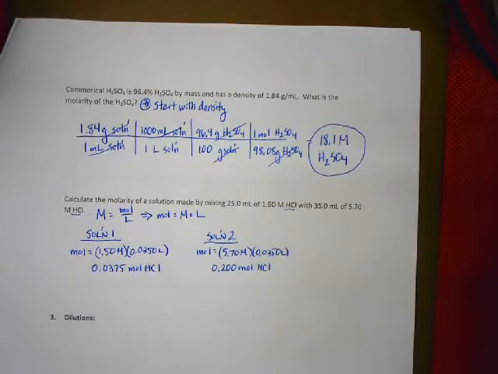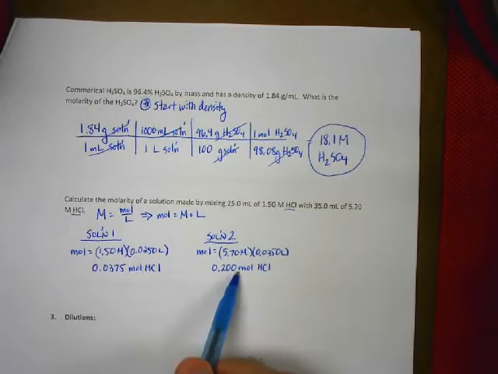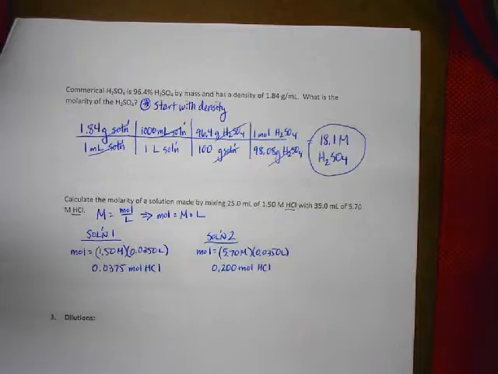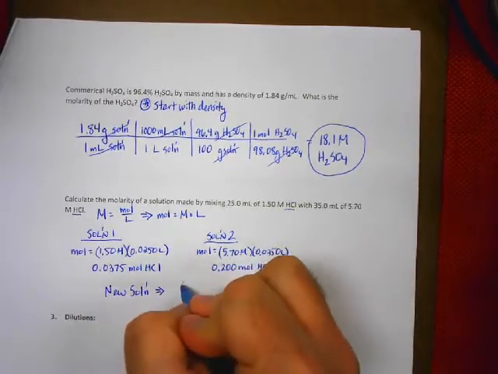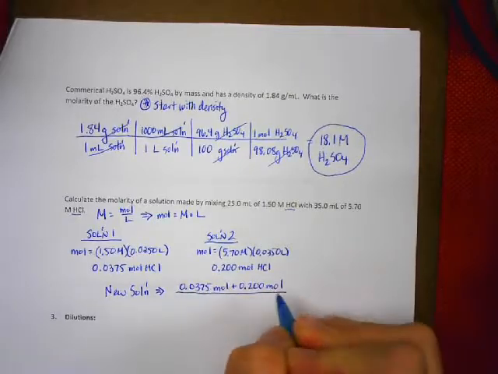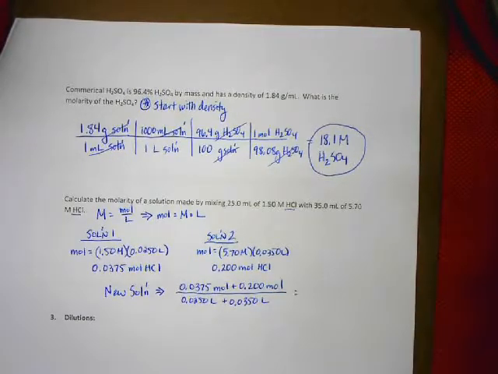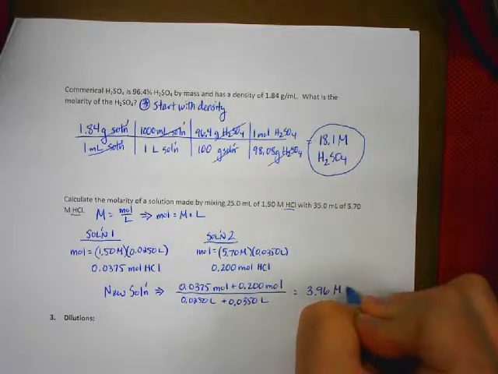So now that we have that, we can calculate our new molarity. These are the same substance, so we have moles coming from two different places, so we can add these moles together. We can add our volumes together. If we know how many total moles we have and the total volume, we can calculate a molarity. So for our new solution, we're going to have 0.0375 moles plus 0.200 moles over 0.0250 liters plus 0.0350 liters. Go ahead and do the calculation. Make sure that your answer is written to the correct number of significant figures and has the correct unit and label on it. When you calculate this, you should get 3.96 molar HCl.